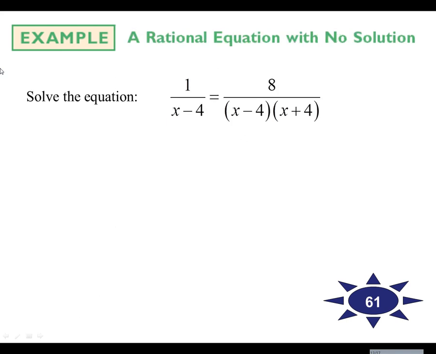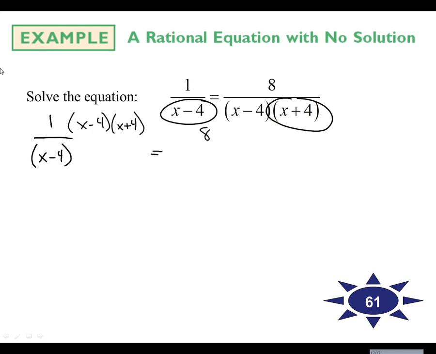Okay, so now we're going to see an extraneous solution. We're going to solve it the same way, but when we check the answer at the end, something's going to go a little haywire. So we'll see how that works in a second. X minus 4. What are all the denominators? There's an x minus 4. There's an x plus 4. So that's what we need to multiply every term by.